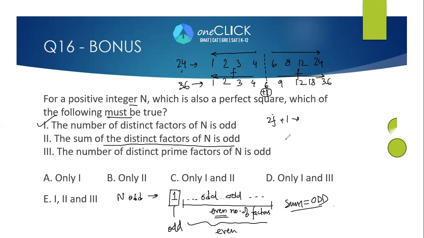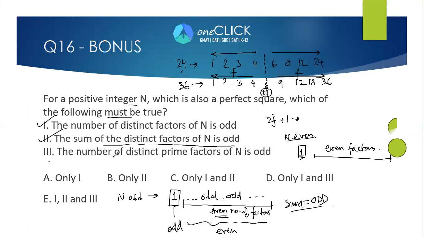Now, if n were even, then 1 will always come, and after that, whatever the factors are, they're all even factors because n is even. So in that case, the same thing happens: the 1 makes it an odd number. So 2 is also true.